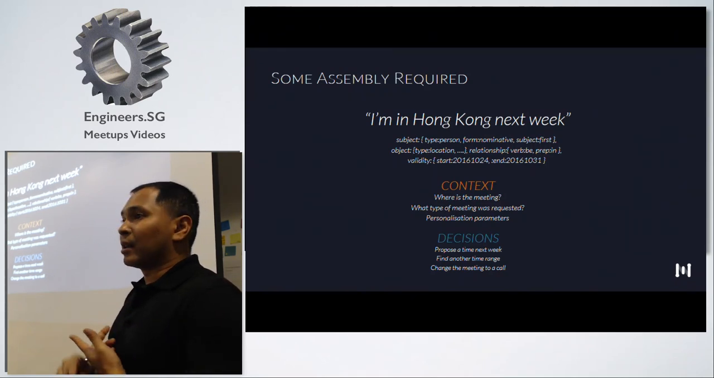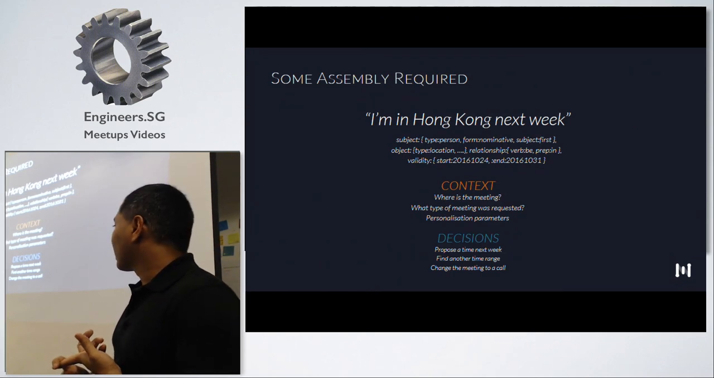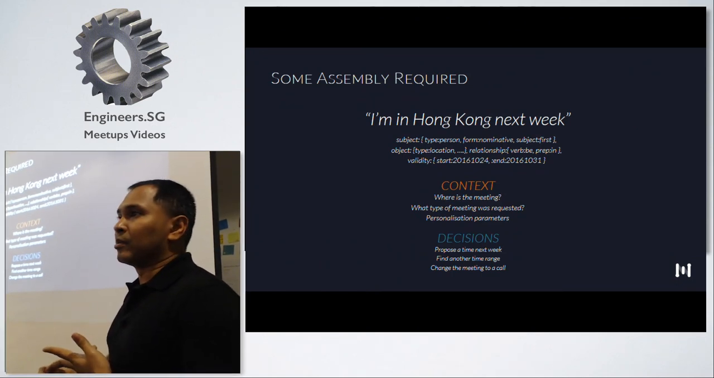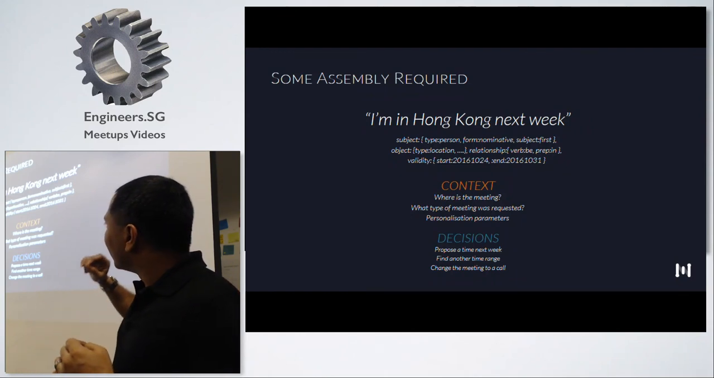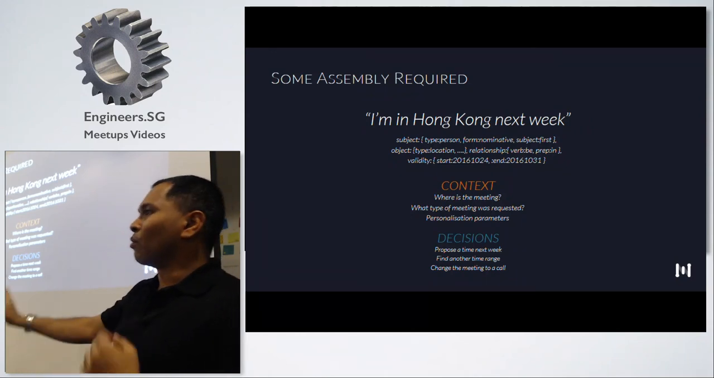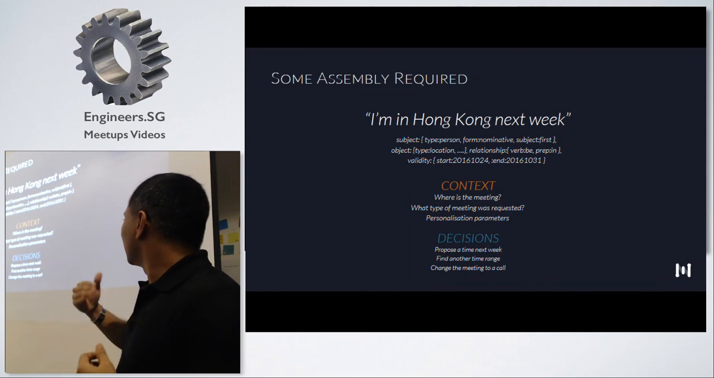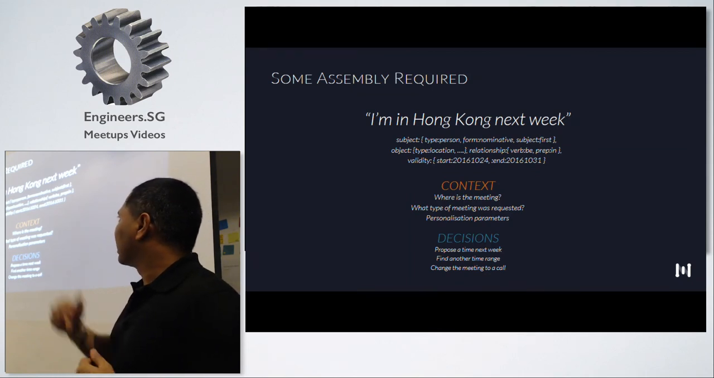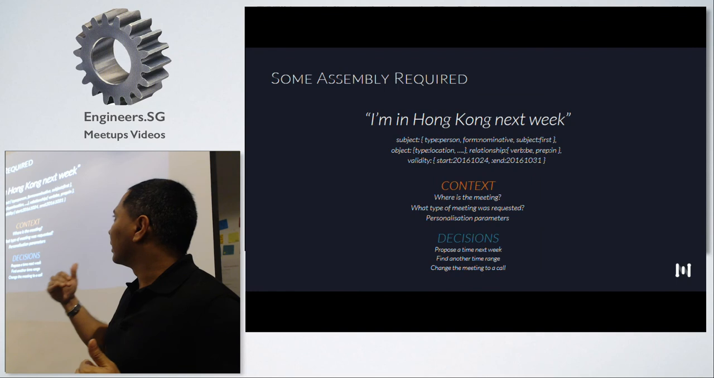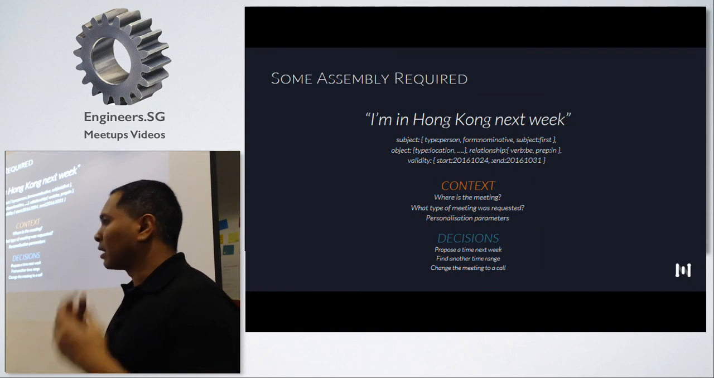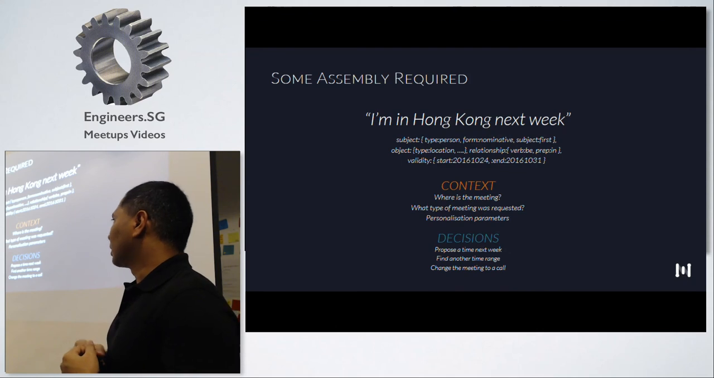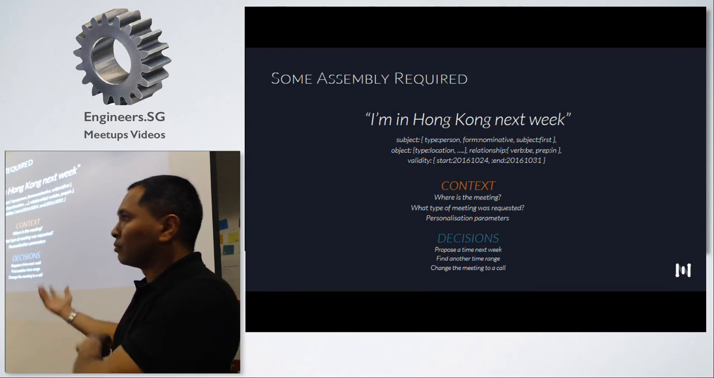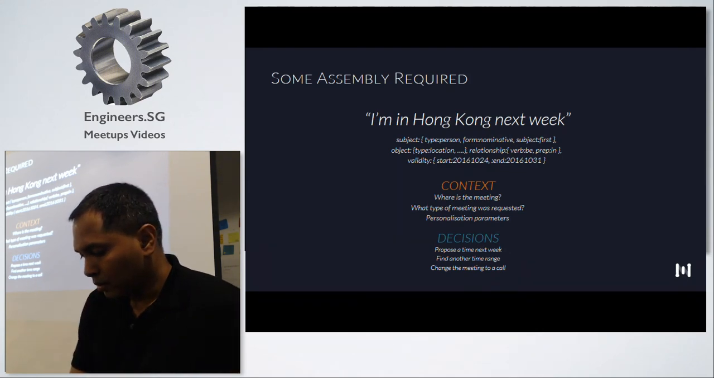Or maybe I need to find another time range because it's not a good time, right? Or I need to change the meeting to a call. So there are various actions that you can take, and it all starts from just one single sentence. You can trigger not a cascade, but literally a sequence of events that could result in a decision where you might say, well, I want to reschedule a meeting, or I'm going to turn it into a call if it's urgent, or I'm going to move it to another time, right?